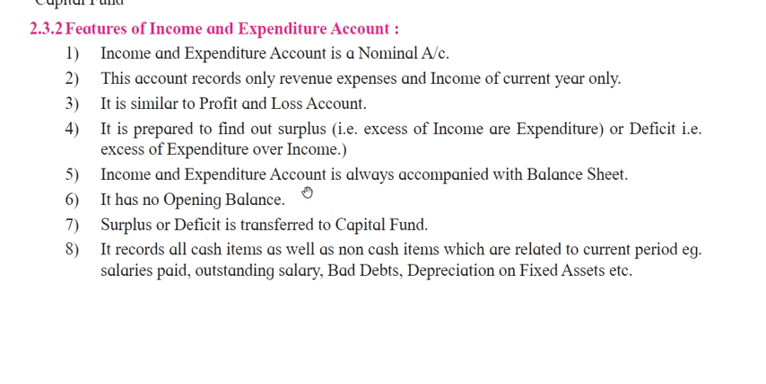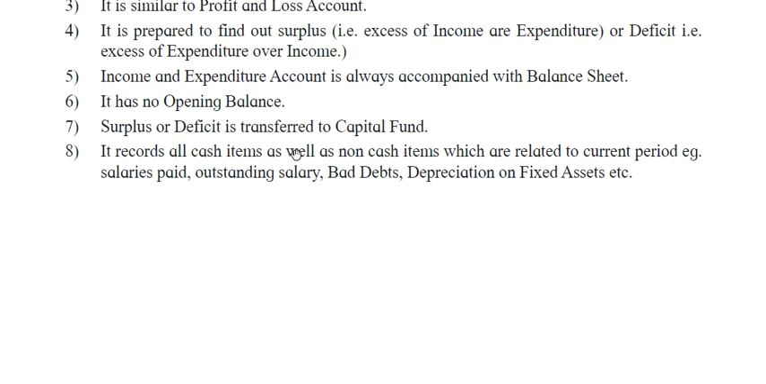An income and expenditure account is always accompanied with a balance sheet. It has no opening balance. And the surplus or deficit is transferred to the capital fund. And next, it records all cash items as well as non-cash items which are related to the current period.